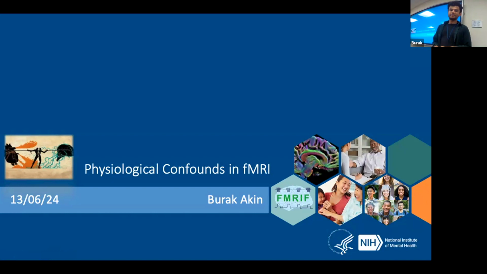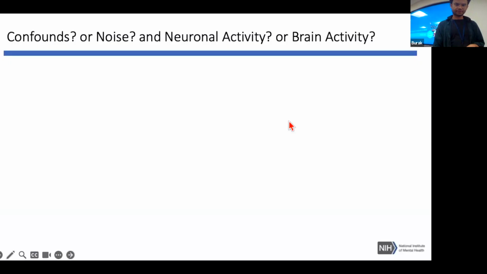It could be called physiological noise or physiological fluctuations, depending on the context that you're working on. Maybe just to start with that: should we say confounds or noise, or should we say neuronal activity or brain activity? It's a mix of things. It depends on what you're interested in in brain science.